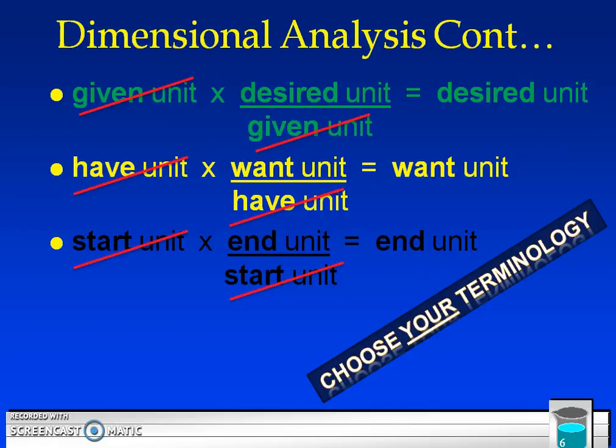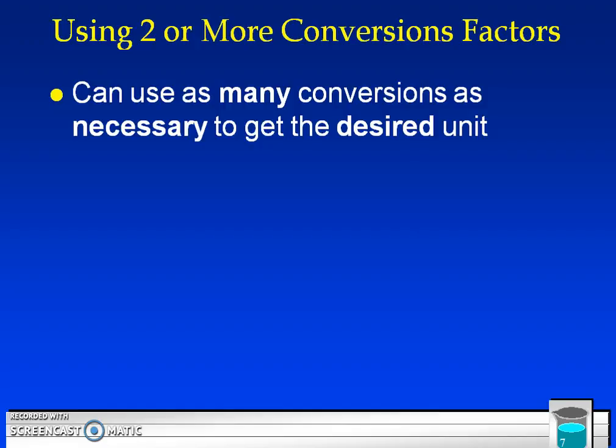And this is only one conversion factor. This is using one conversion factor to go from one unit to another. You might have to use multiple conversion factors to get from one unit to another. So that's what this is talking about. Sometimes you need more than one.